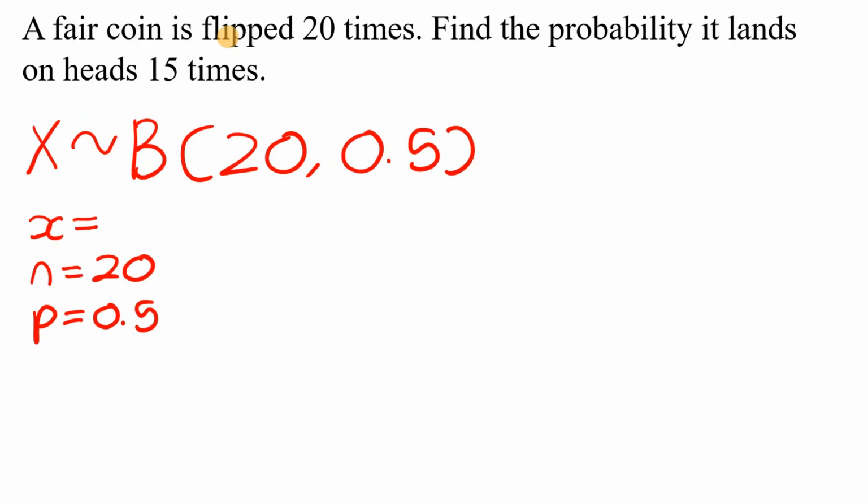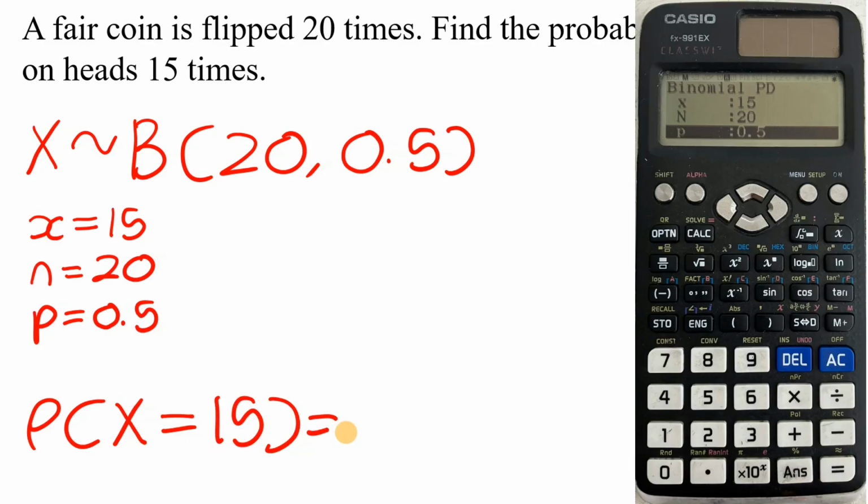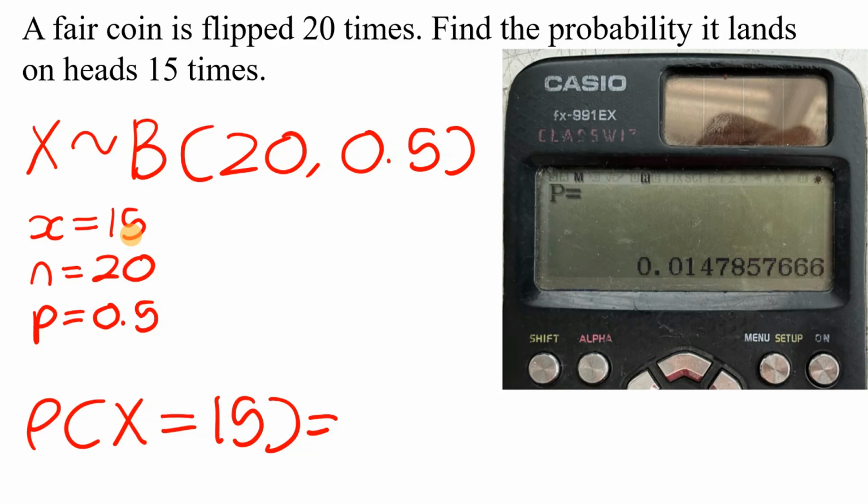Okay, so here's the exact same scenario where a fair coin is flipped 20 times, but this time we need to find the probability it lands on heads 15 times. So X can be modelled binomially where n is equal to 20 and p is equal to 0.5, but this time x is equal to 15. So therefore we want the probability that capital X is equal to 15. You're going to do the exact same thing on your calculator, but you're going to sub in X is equal to 15 instead. If you put this into your calculator to 4 decimal places, it's 0.0148. So this is the probability it lands on heads 15 times.